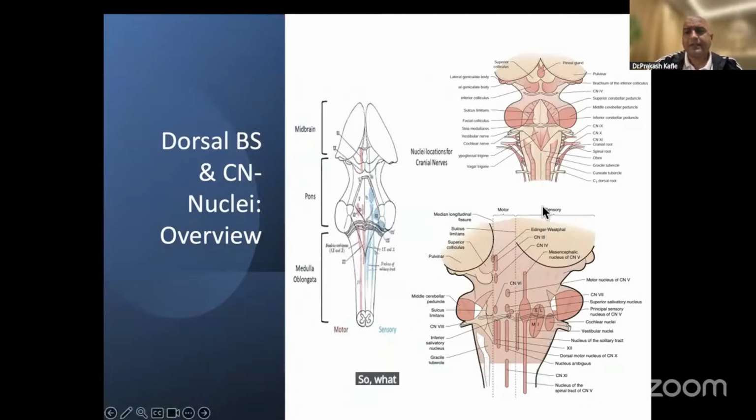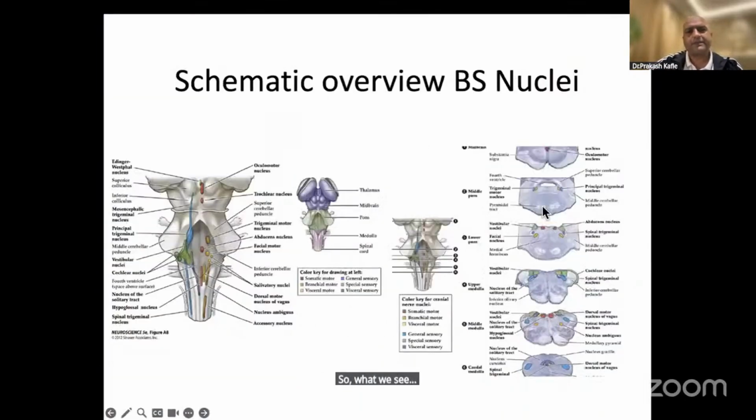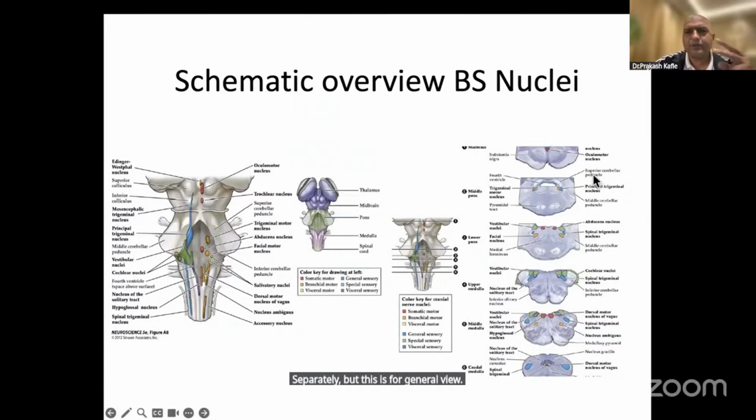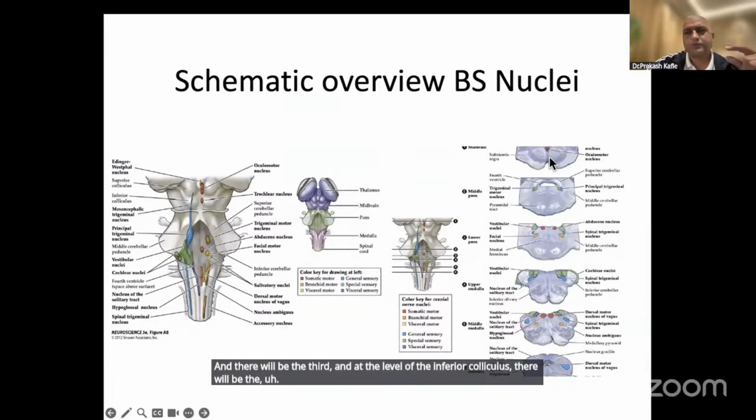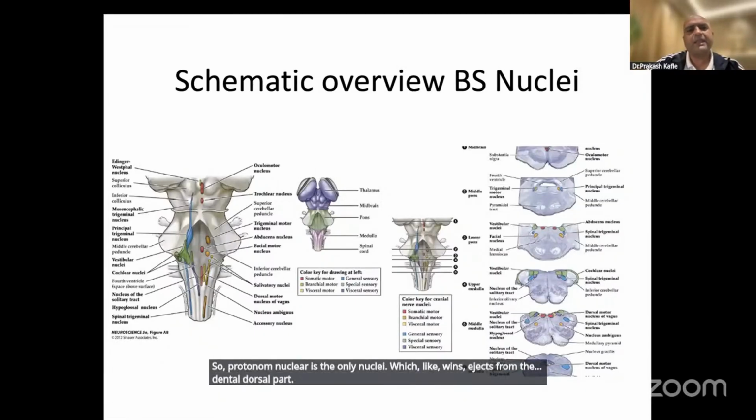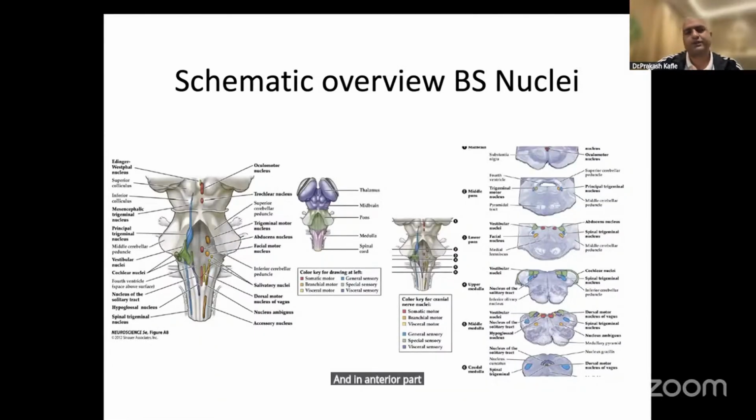This is the schematic diagram of the brainstem nuclei. I'll be discussing all the nuclei separately, but this is for a general view. In the midbrain, we are concerned with two nuclei, 3rd and 4th. At the level of the superior colliculus, there will be the 3rd, and at the level of the inferior colliculus, there will be the 4th nerve nuclei. The 4th nerve is the only nerve which exits from the dorsal part, winds around from the anterior part and goes to the dorsum and exits from there. So this is one of the peculiar nerves.